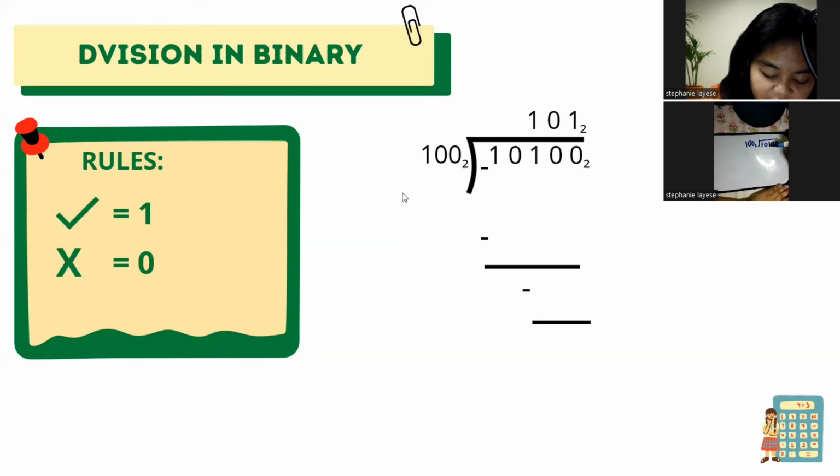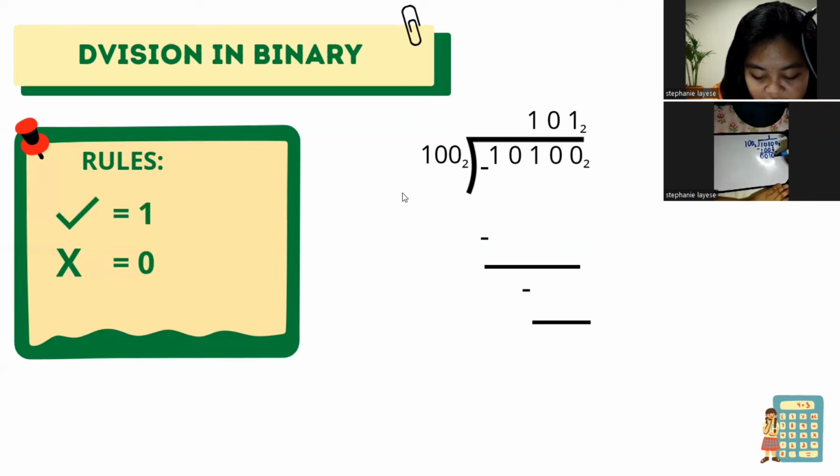So 100 divided by 100. Yes, it can be divided, so we will put 1. And then 1 times 100, we have 100, right? And we will subtract it. We will have 1 minus 0 is 1. So here, 0 minus 0 is 0, 1 minus 1 equals 0. We don't need to put down the 0 here, but we can still copy if you want. And then bring down 0. Here, you bring down the 0.